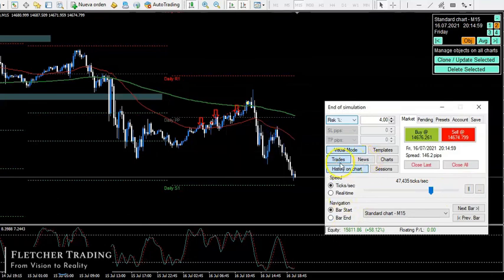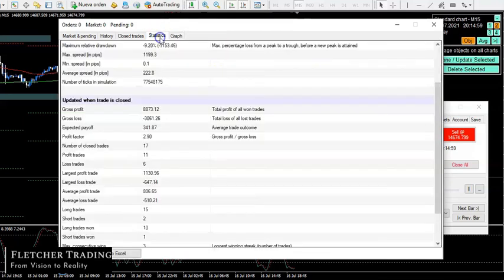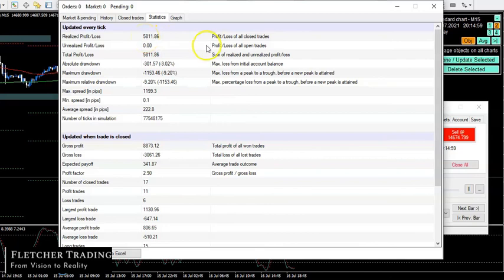Okay, so let's take a look at these statistics now. So as we can see here, we've had steady growth on this account. We started at £10,000 and the account reached around 16,500. So we go into stats. Total profit for the account of just under £6,000.